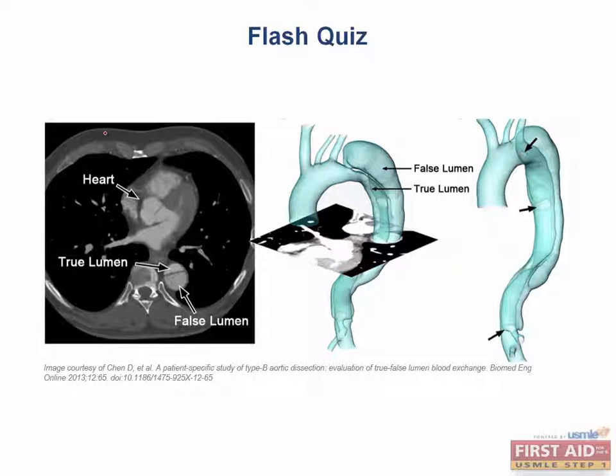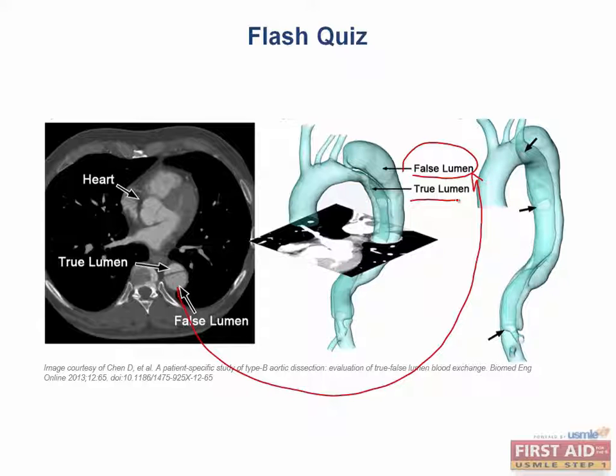We can easily visualize in this image the feared complication that can occur in a Marfan patient of aortic dissection. Note the additional false lumen formed that travels next to the descending aorta, which is our true lumen. This 3D image over here shows a Stanford Class B dissection, which is involving the distal part of the arch and traveling all the way down to the renal arteries.